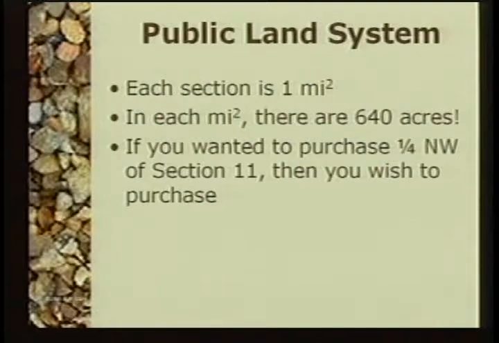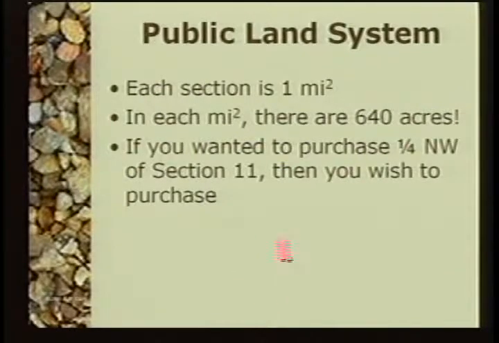Now remember, in the public land system, we still are looking at 1 mile squared as far as area covered. And farmers commonly deal in acreage. In each square mile, we have 640 acres. Let's suppose you wanted to purchase just 1/4 of the northwest section of section 11. So if we have section 11, let's imagine section 11, we divide it into quadrants. You want to purchase that northwest quadrant. How many acres are you going to be buying?